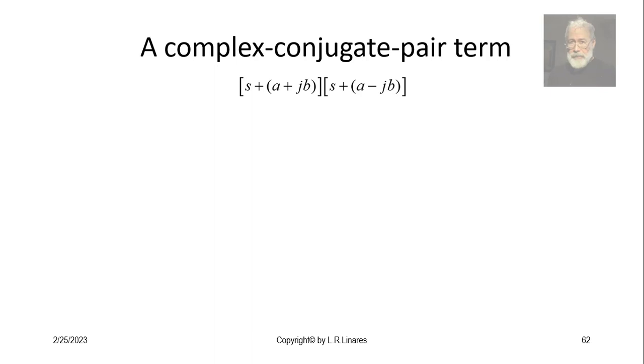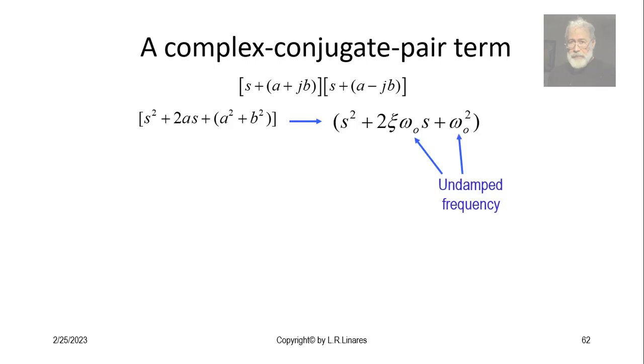Let's refresh our memory on what is the impact on the Bode plot of the presence of two complex conjugate poles, one at a plus jb and another at a minus jb. This is something that we show in Bode plots. I'm just repeating that. Those two binomials, when we multiply them, we get a trinomial like this one. But in control theory, we prefer to write that trinomial this way: s squared plus 2 psi omega naught s plus omega naught squared. Omega naught, who? The undamped frequency of the transfer function.